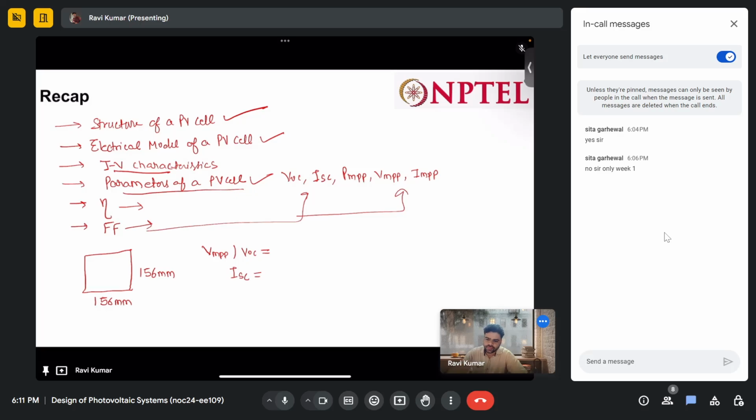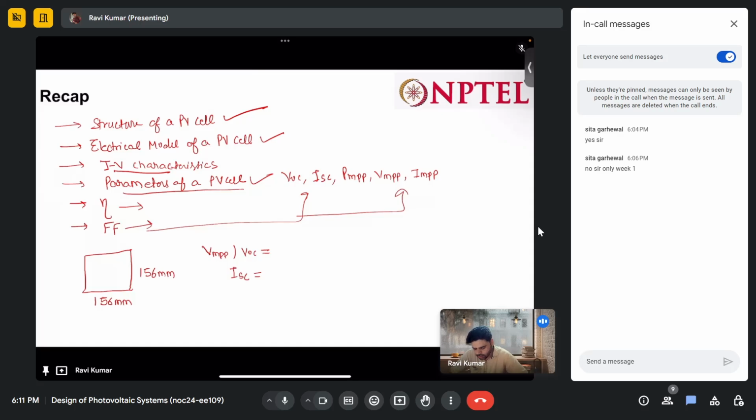Any guess you have? What is the VOC of a solar cell? A single solar cell. This is a solar cell. I'm asking the VOC of this solar cell. The dimension is 156 by 156 mm. You don't know? It's okay. If you don't know, you can write we don't know. If you know it, you can write the answer.